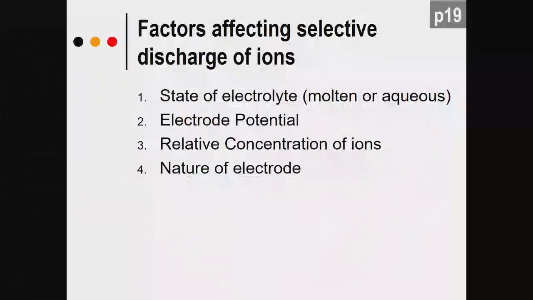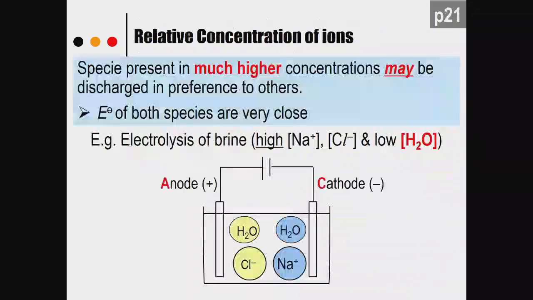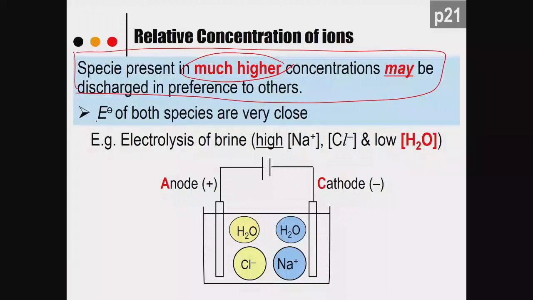Okay, so next, other than comparing electrode potential, we also have to consider the concentration. Sometimes the concentration of a particular ion is so high that its E0 value is changed, and because of that I will need to consider its ability to be discharged. Take note, I only consider concentration if the E0 values of both species are very close. So you must underline that, only when the E0 values are very close. Let me give you an example here.